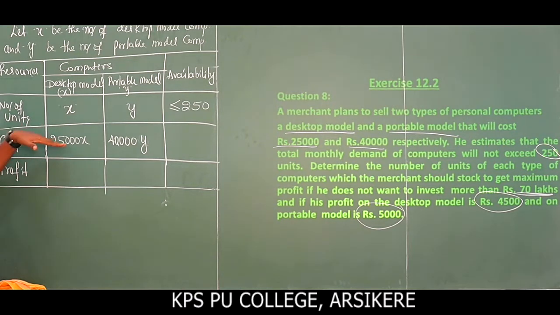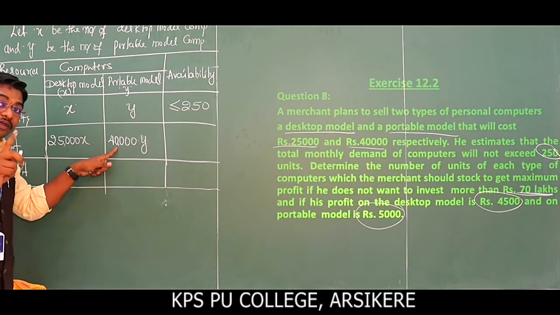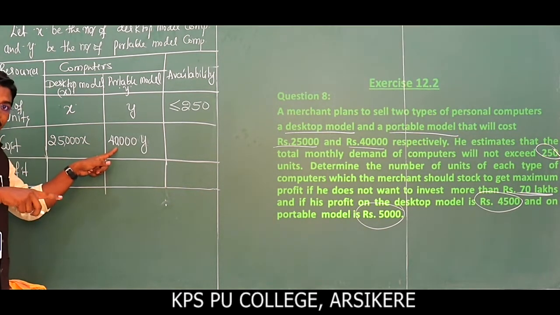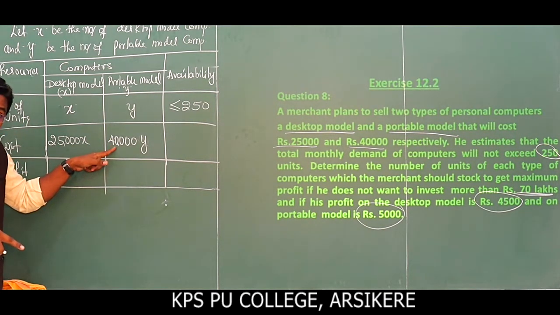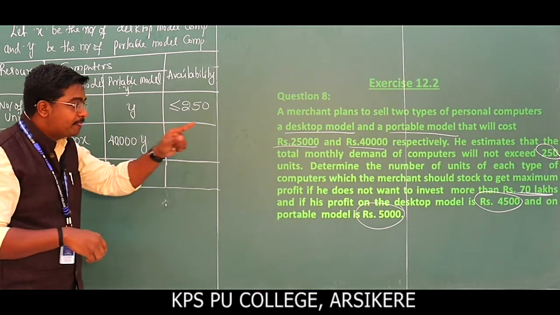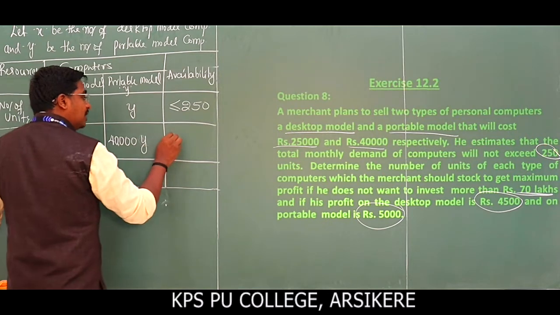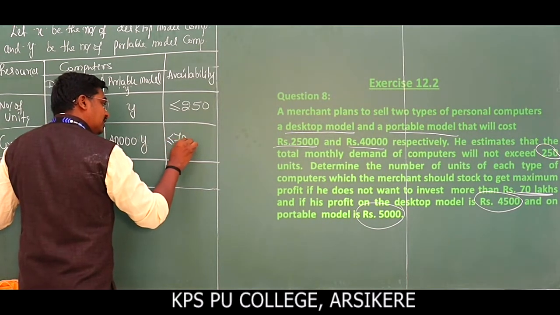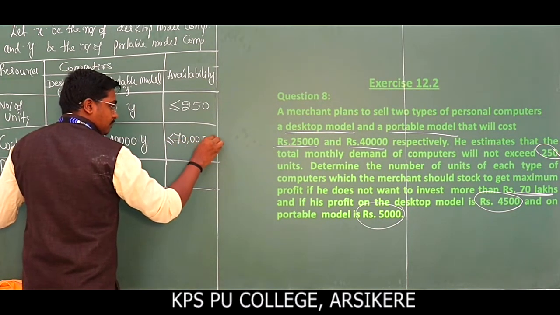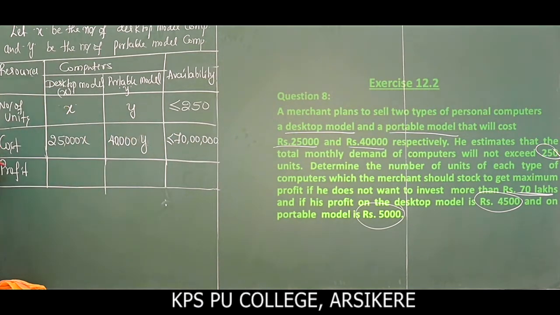So total investment, 25,000X plus 40,000Y, becomes your total investment. It cannot exceed the maximum investment. What is the maximum investment here? 70 lakhs. So this becomes less than or equal to 70 lakhs. It cannot exceed 70 lakhs.